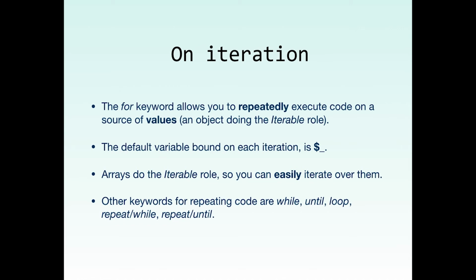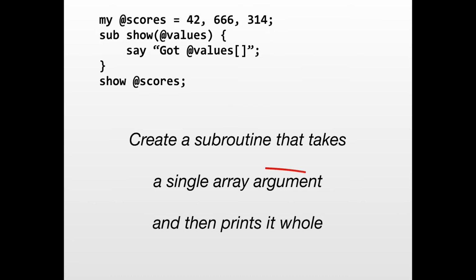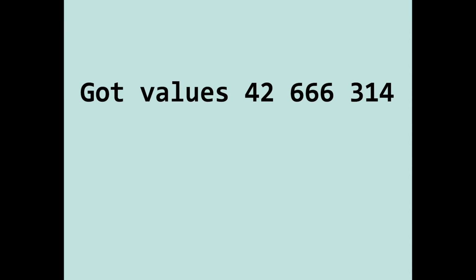So what if you want to create a subroutine that takes a single array argument and prints the whole array? It looks like this. We accept the argument there in an array, which means that you have to specify an array to get there, and we print it whole by just specifying nothing between the square brackets. And how does that look? Note that it just will put spaces between the elements so you can more easily read them.